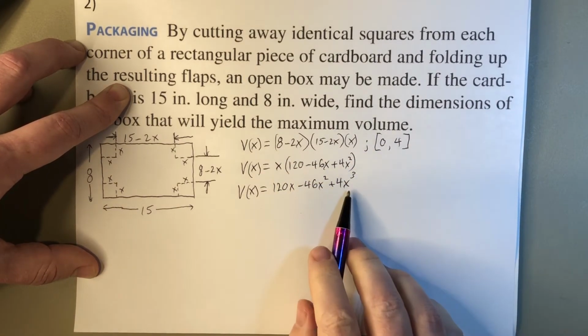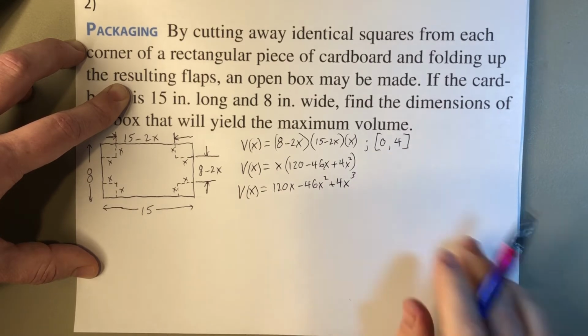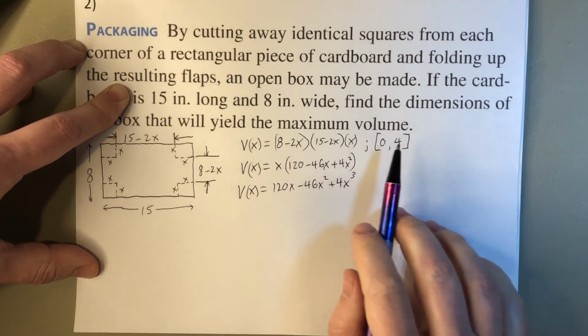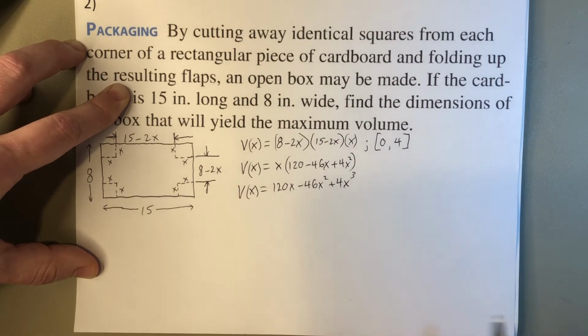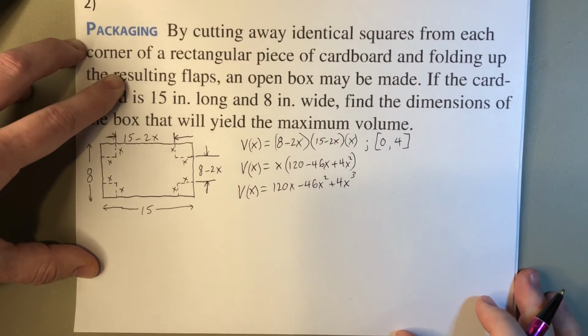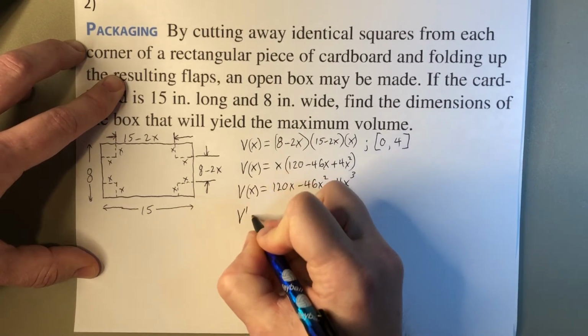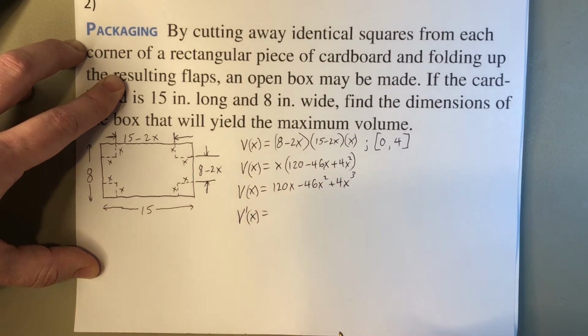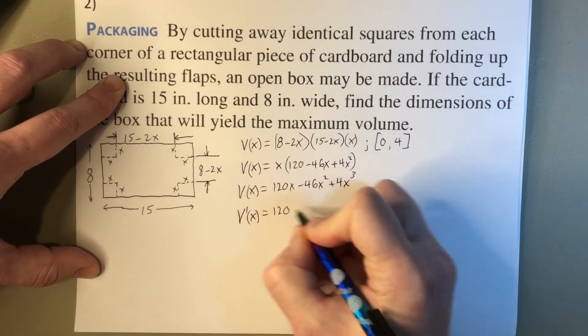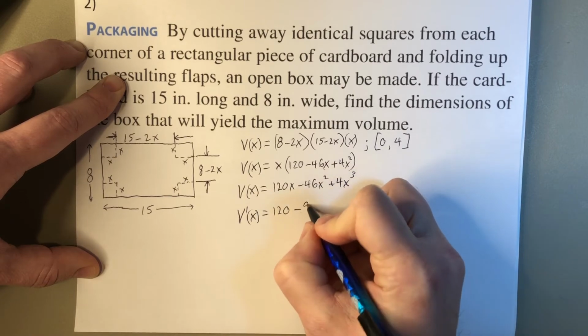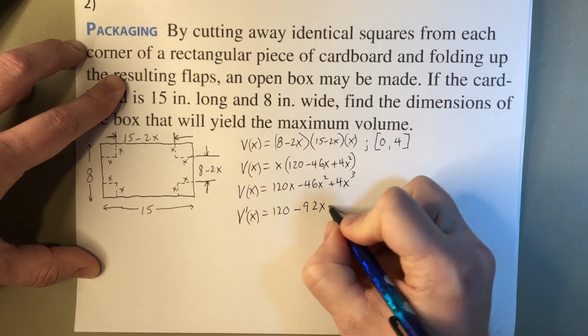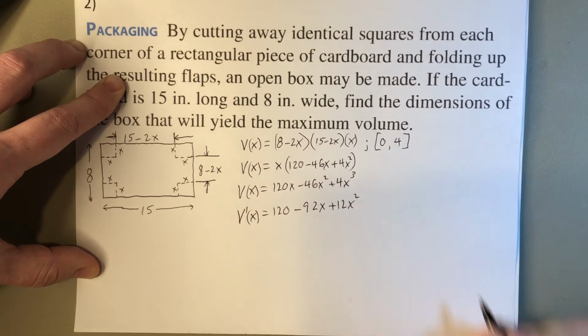All right, so there's your volume function, again based on this domain, closed interval 0 to 4. Okay, next step, same as it's always been. The hard part's over, I hope. Come up with the derivative of this function. The derivative, v prime of x, would be equal to what? 120 minus 92x plus 12x squared.